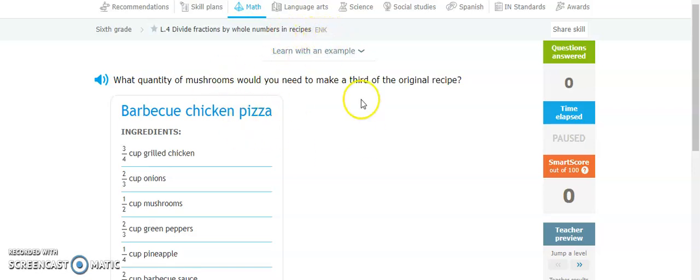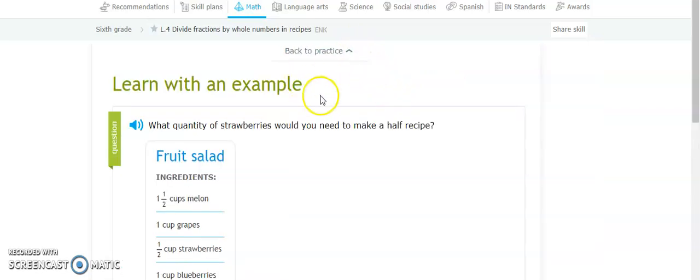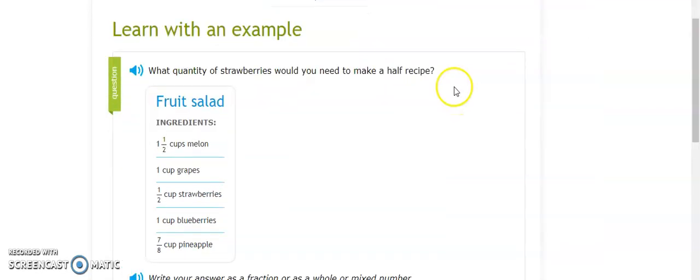So before we even start this example, I want to click at this learning with an example. So the question, and a lot of questions are very similar in a recipe. What quantity of strawberries would you need to make if you wanted to half this recipe for fruit salad?